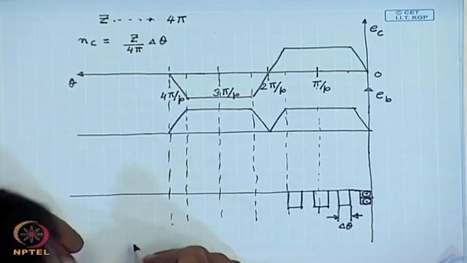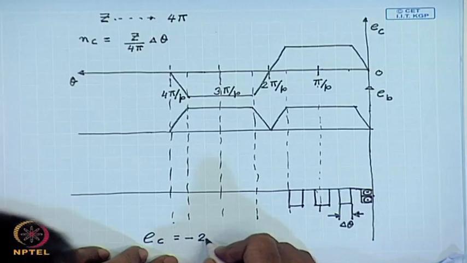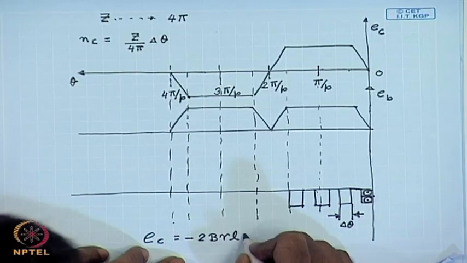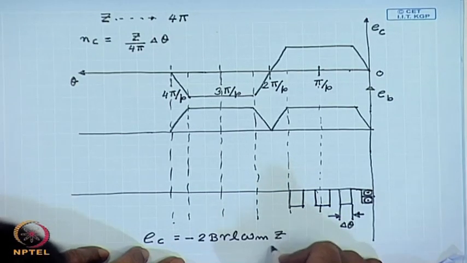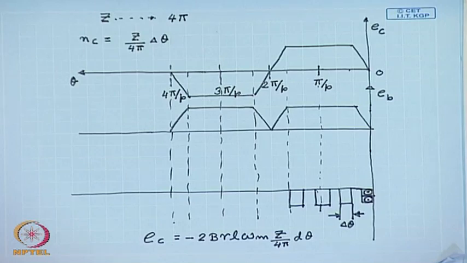Hence, the voltage induced in a coil E C equal to minus 2 B r L omega m Z by 4 pi d theta, that is the voltage induced in a single coil. Now, it is to be understood that between two brushes there are a number of coils connected in parallel. The number of coils connected in series between two opposite polarity brushes is given by 2 pi by A.